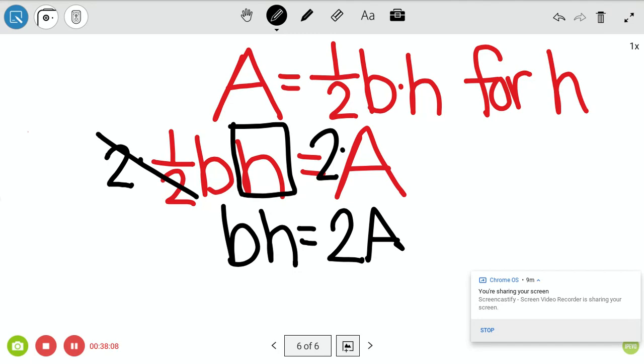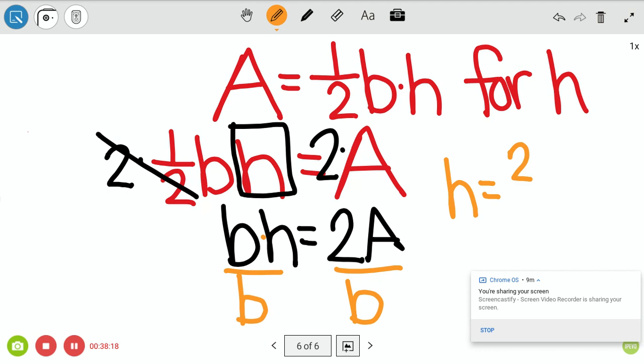And then if you want to get h by itself, b is attached to it, so we have to divide. So we would divide both sides by b. So our final solution would be h equals 2a divided by b. And there we have it.